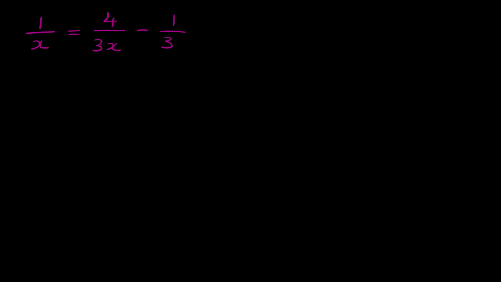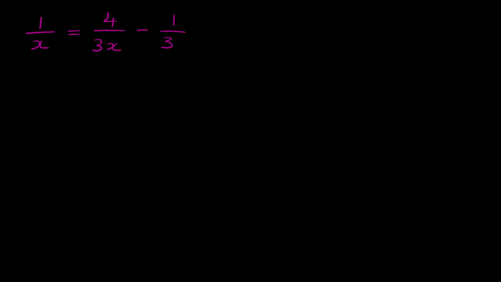Now look at this example. 1 over x is equal to 4 over 3x minus 1/3. First of all, this is not really a linear equation because we have x in the denominator. For linear equation, x should be only in the numerator with degree 1. So this is not really a linear equation, but we can change this equation to a linear equation and then we can solve it. So this is a little tricky question basically.